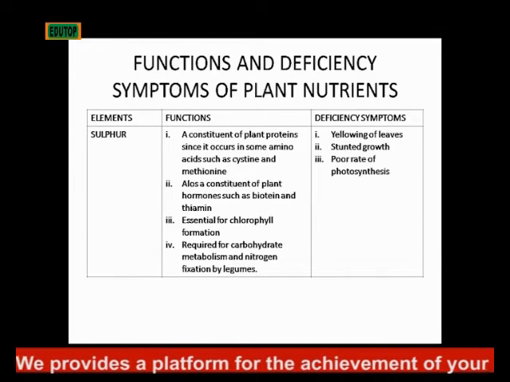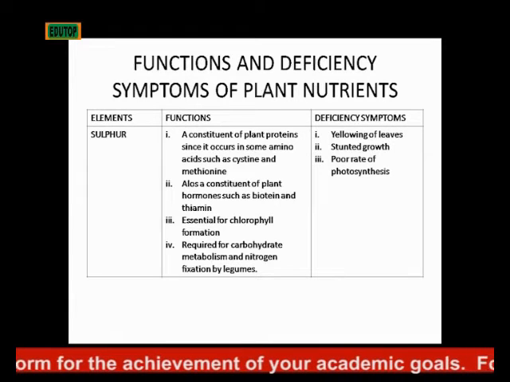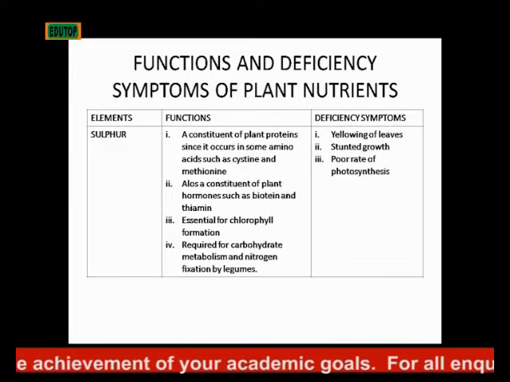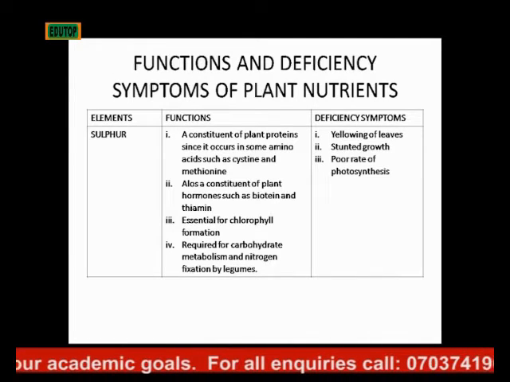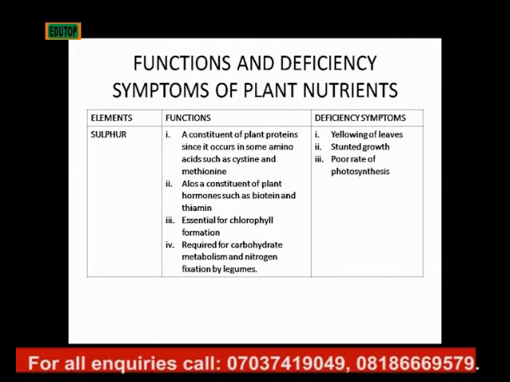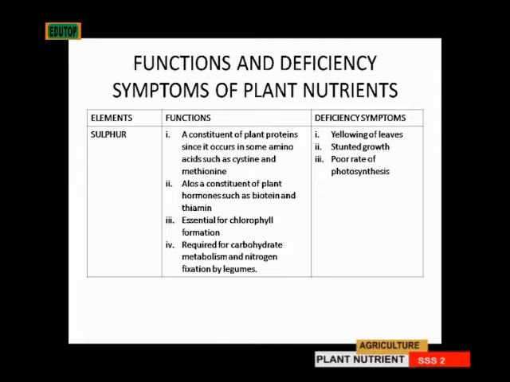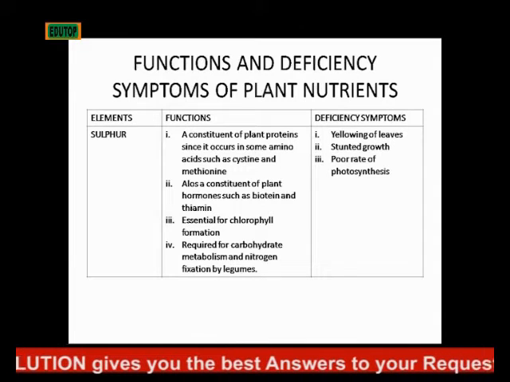Now, sulfur. Sulfur is a constituent of plant protein since it occurs in some amino acids such as cysteine and methionine. So it's an essential constituent of plant protein. Then it's a constituent of plant hormones also, such as biotin and thiamine. Sulfur is essential for chlorophyll formation. Then it is required for carbohydrate metabolism and nitrogen fixation by legumes. The deficiency symptoms of sulfur include yellowing of leaves, then stunted growth, then poor rate of photosynthesis.